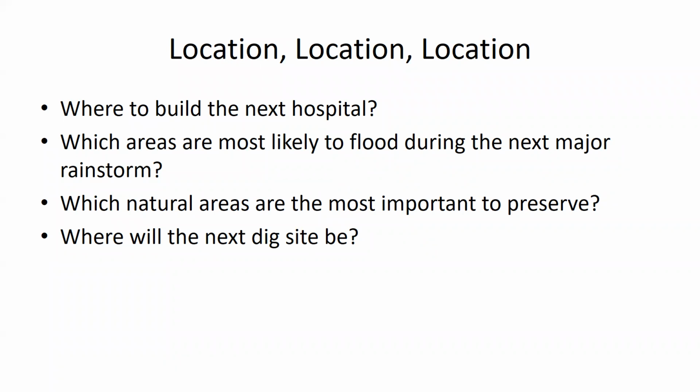Which areas are the most likely to flood during the next major rainstorm? I am in Florida, we get a lot of flooding here. So thinking about flood zones and so on, GIS is very, very useful for that. So which natural areas are the most important to preserve? And going into that, suitability modeling can help you determine which physical features of a location make it a good candidate for preservation based on what species are in that area and so on.